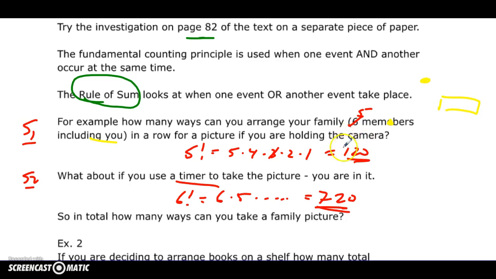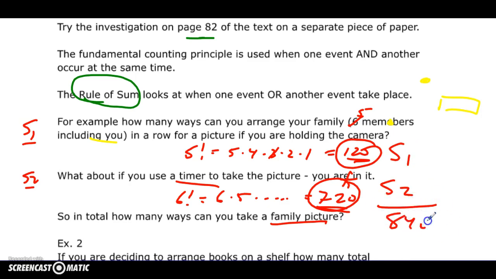But the question is, how many ways in total can you take a family picture? You can have a family picture with 5 people or 6 people in it. Very simply, you have 120 ways to do this, 720 ways to do this. So scenario 1 has 120 results. Scenario 2 has 720, and you just add them up, and you get 840 ways to do both. There's no way to do these at the same time. You don't have a scenario where the person goes in and out at once. It doesn't work that way.